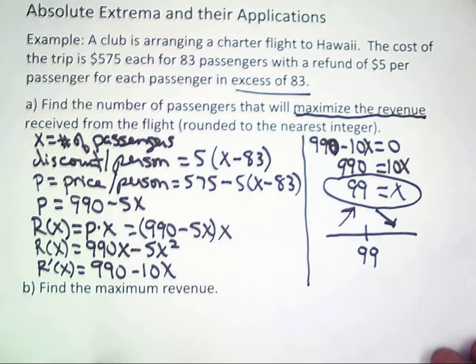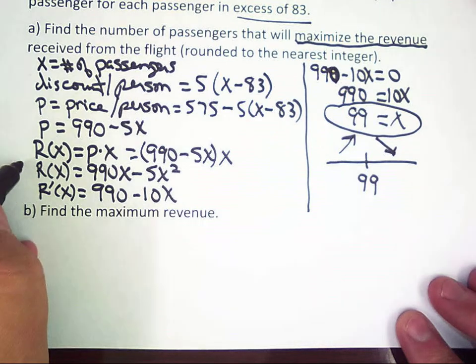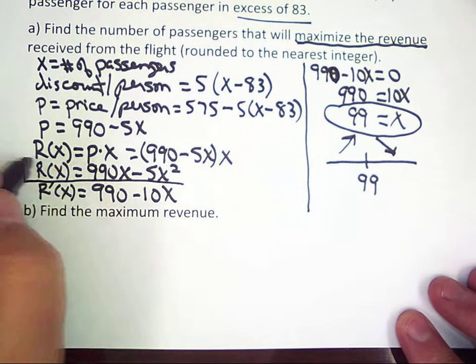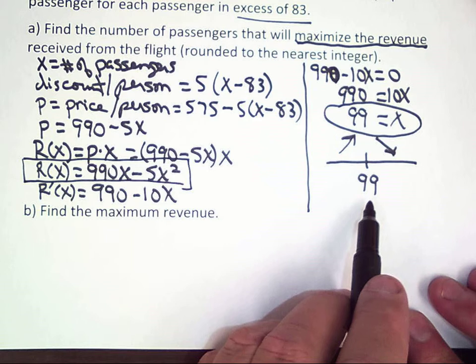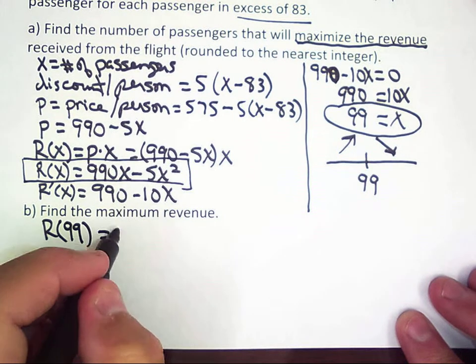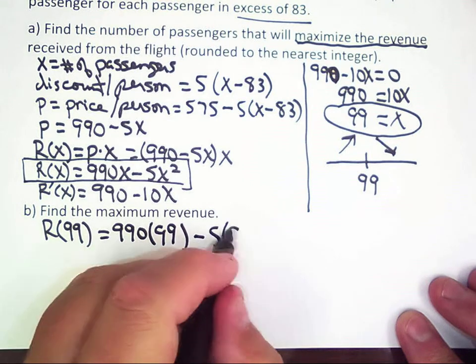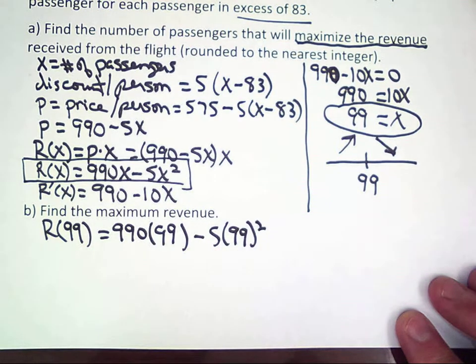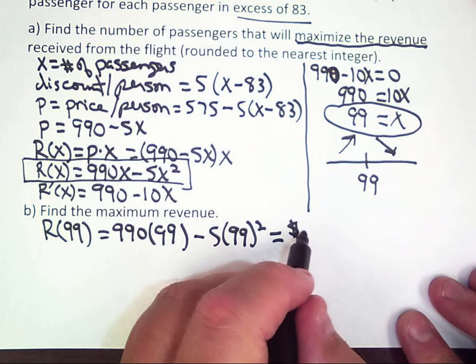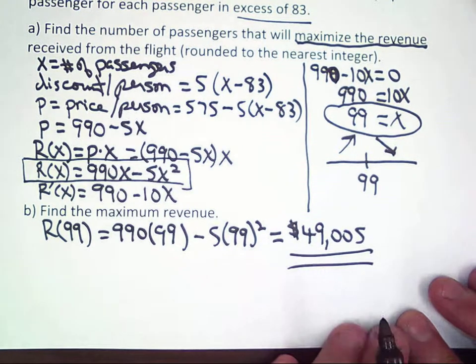Okay. The B part says find the maximum revenue. So all you have to do is find the revenue function, which is here, and put 99 in. So you get R of 99 is 990 times 99 minus 5 times 99 squared. I'm not going to belabor the arithmetic there, but if you carry it out, you'll end up with $49,005, and that would be the maximum revenue.